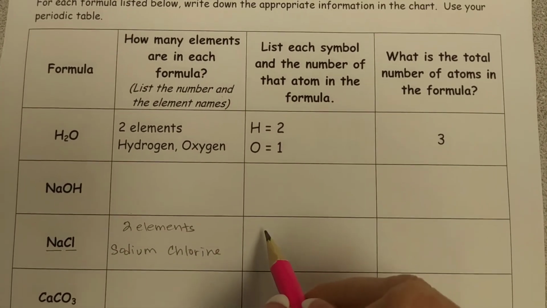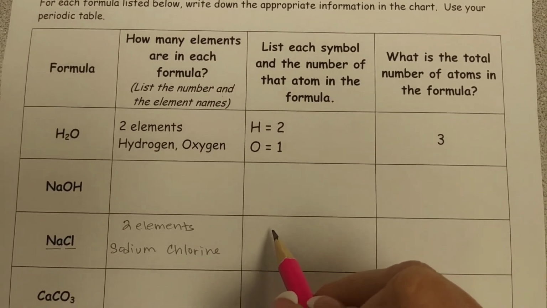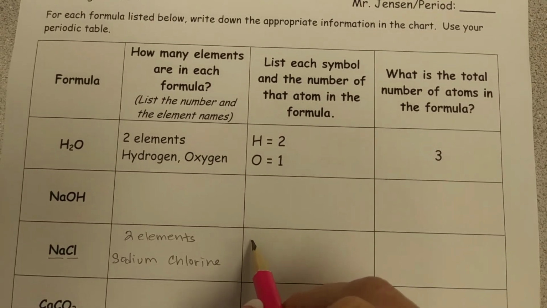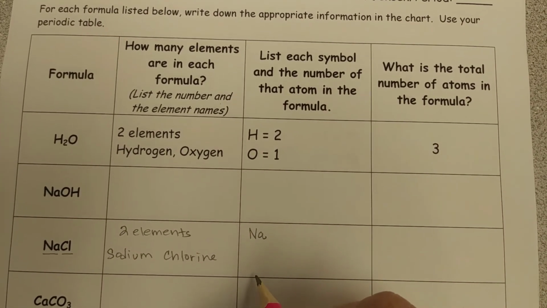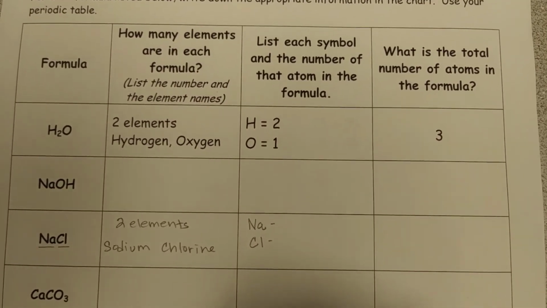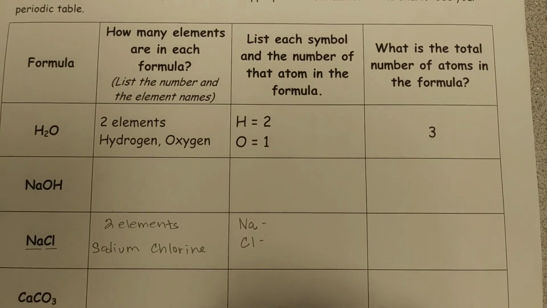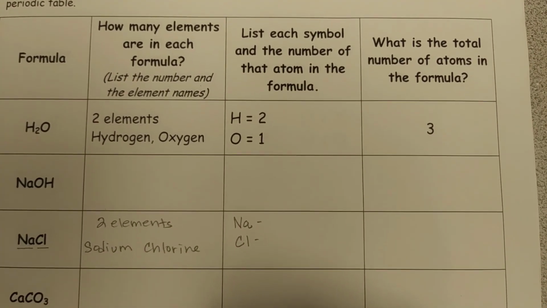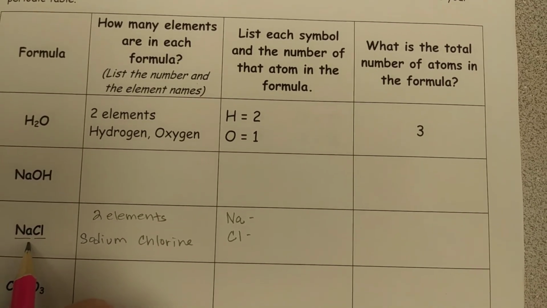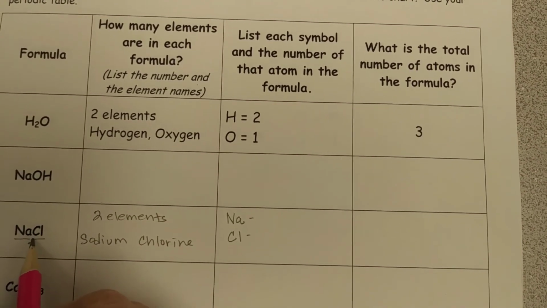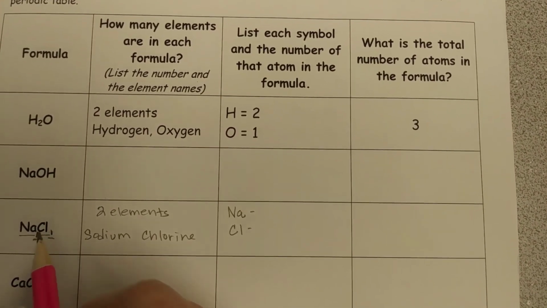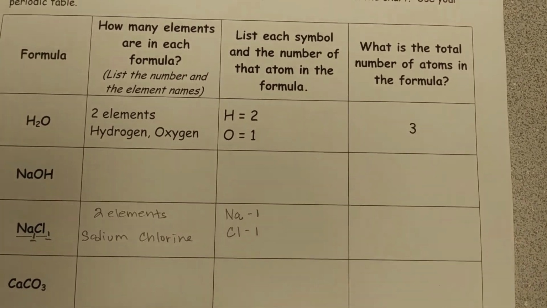In the second column, you're going to list all of your elements and their symbols, and you're going to count their atoms. So you're going to list the element symbols. You have sodium and you have chlorine. Then the second step is to look at every element and count or look at your subscripts with those elements and list them. So right here, sodium, there's nothing written, so remember the rule: if nothing's there, it's understood to be 1. Chlorine is 1, so you're going to write down that you have 1 of each.